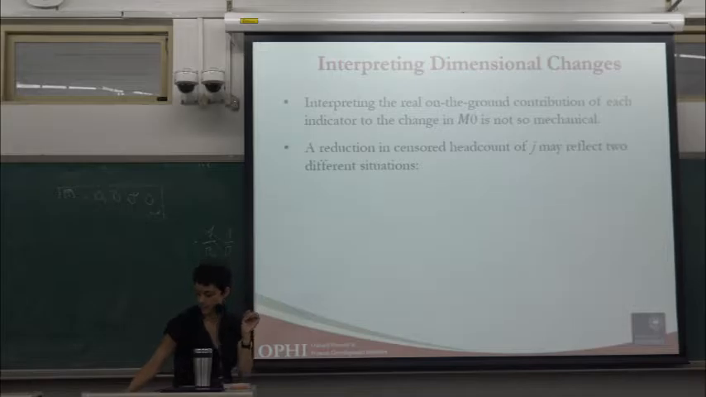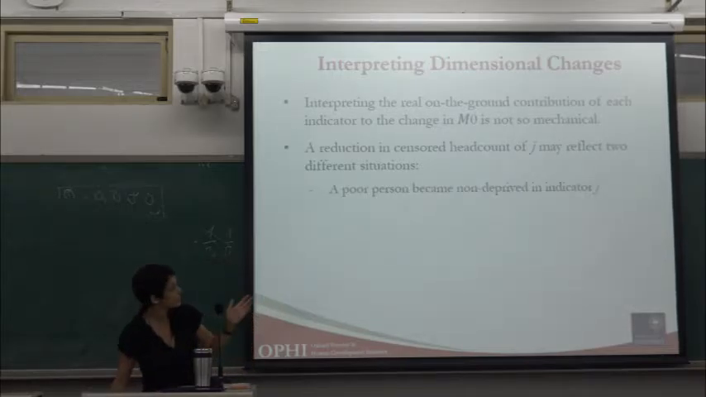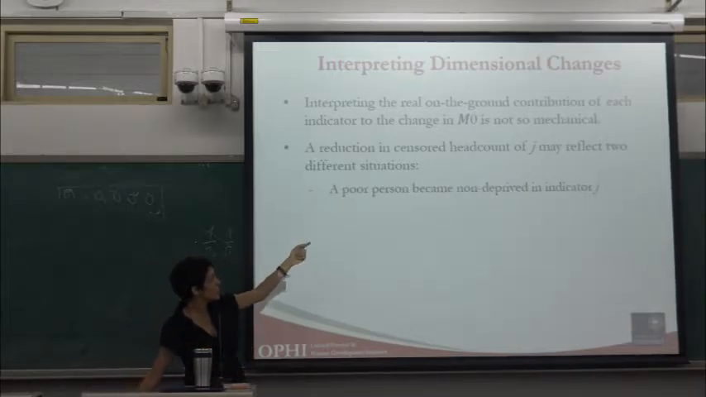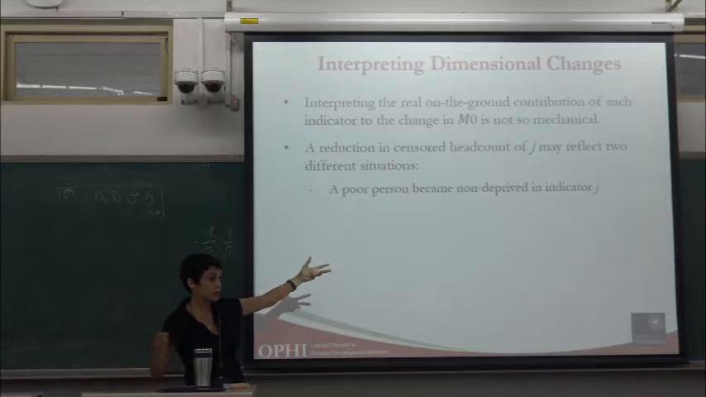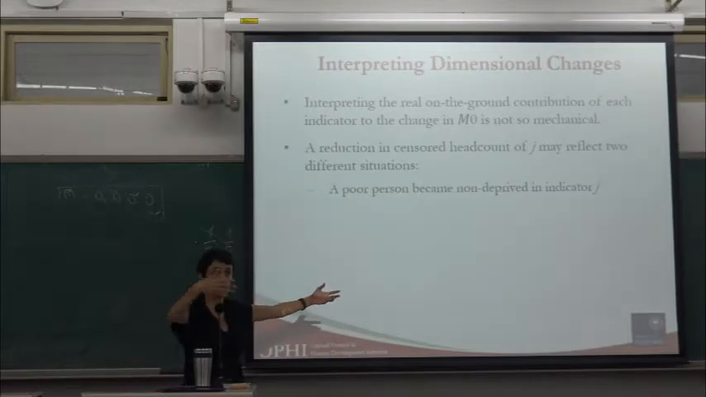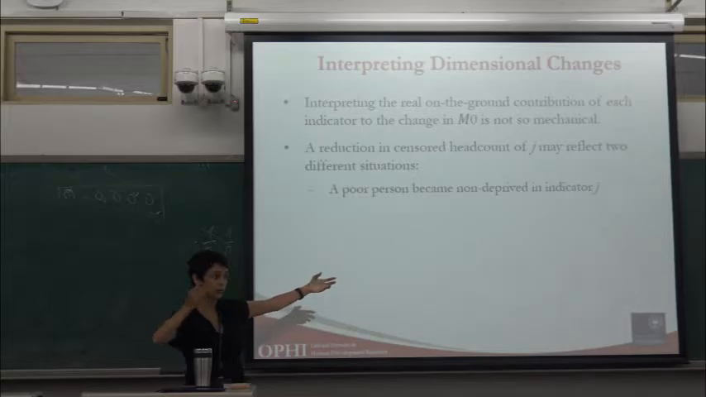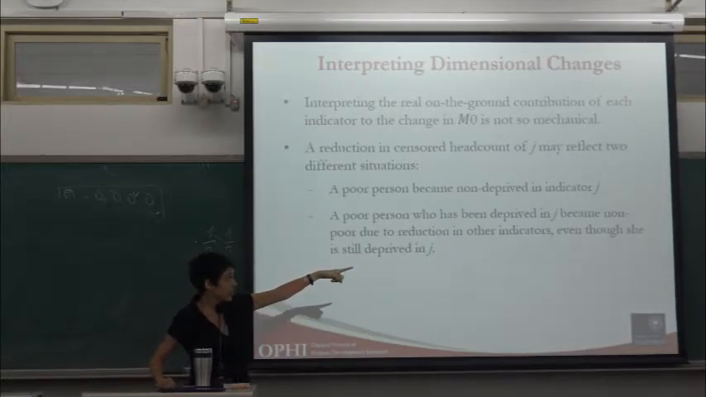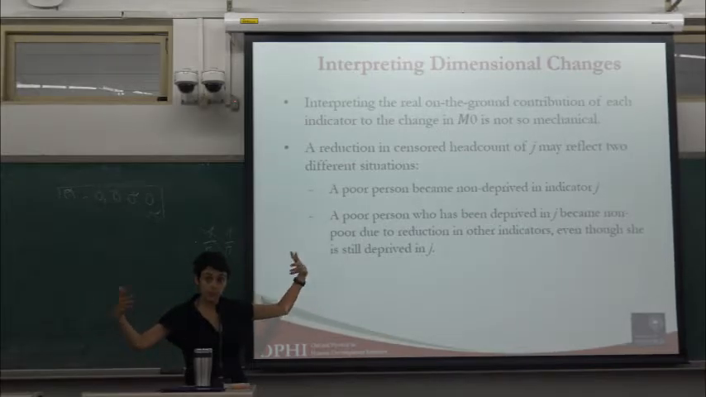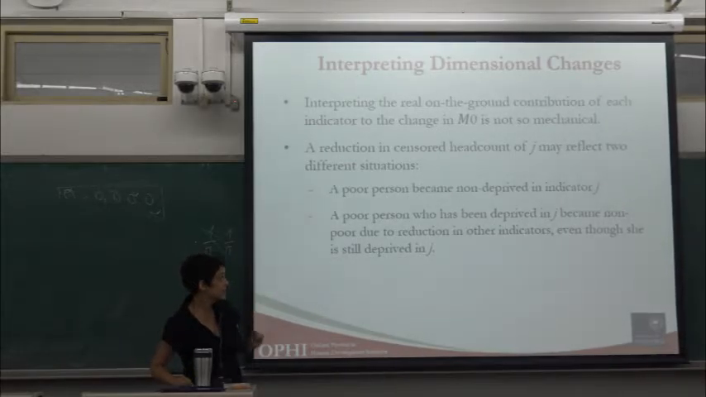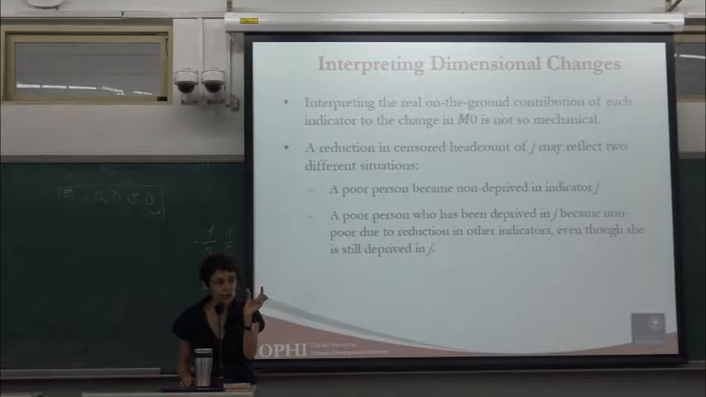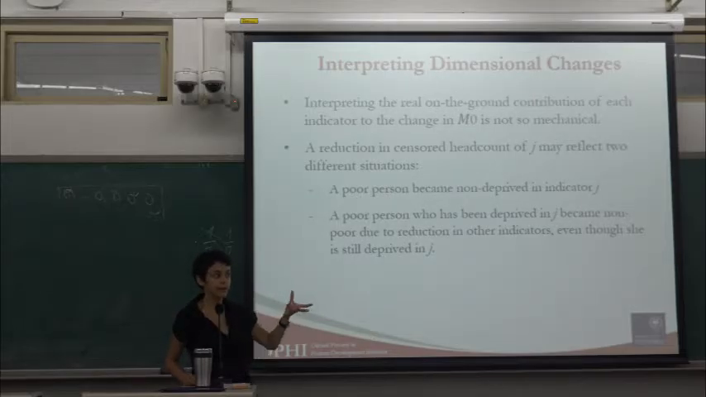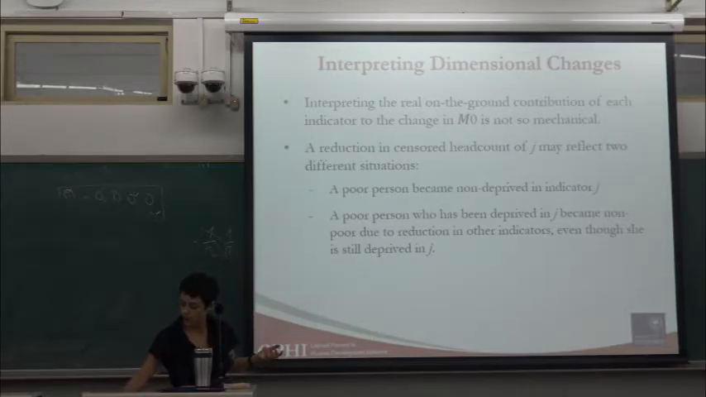Let's see if I can make it a little bit more clear. For a person, it can be two things. A poor person who was deprived in J stops being deprived in J, so it gets out of that account. Or a poor person who has been deprived in J becomes non-poor, but is still deprived in J. How can I try to have a sense of which one might be driving this?